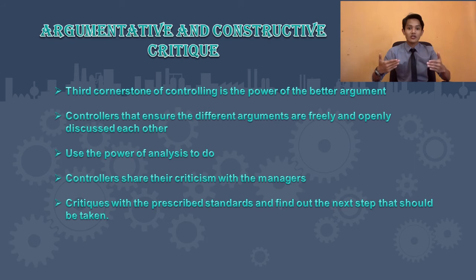If all the managers consistently align their actions to the company's goal, controllers have achieved their objective of assuring rationality. The controllers need to critique against the prescribed standard and find out the steps that should be taken. Cultivation and sustaining is one of their most important tasks.